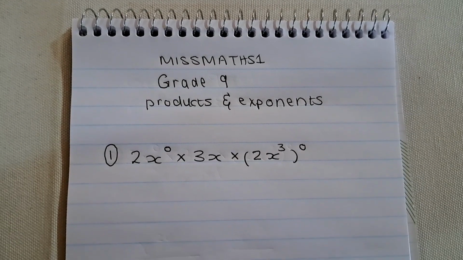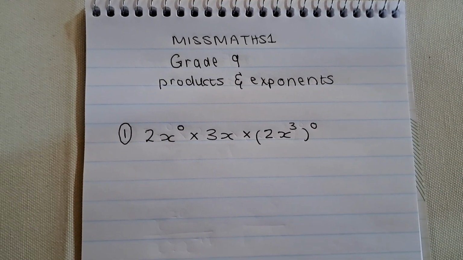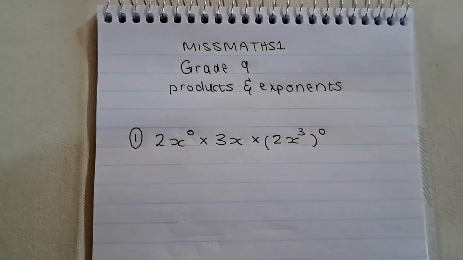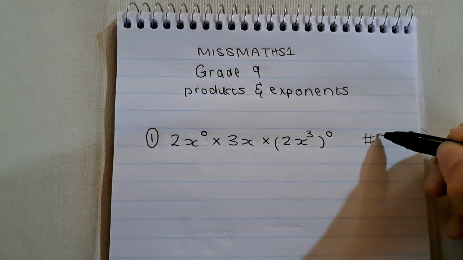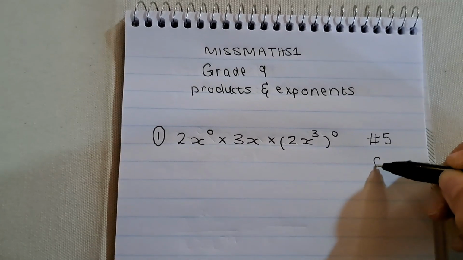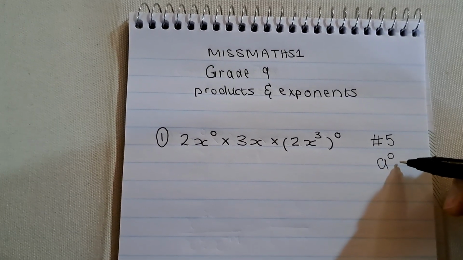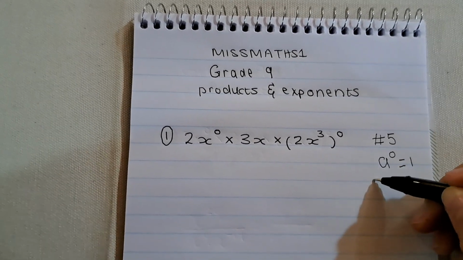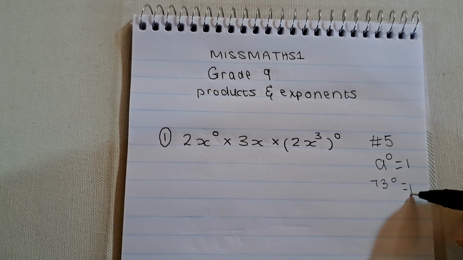Example 1. We've got 2x to the power of 0 multiplied by 3x multiplied by (2x to the power of 3) to the power of 0. The important thing to note here is we are applying law 5 of exponents, which goes as follows. If I've got a to the power of 0, so any base to the exponent of 0, we get an answer of 1. So suppose I have 73 to the power of 0, the answer is also 1.